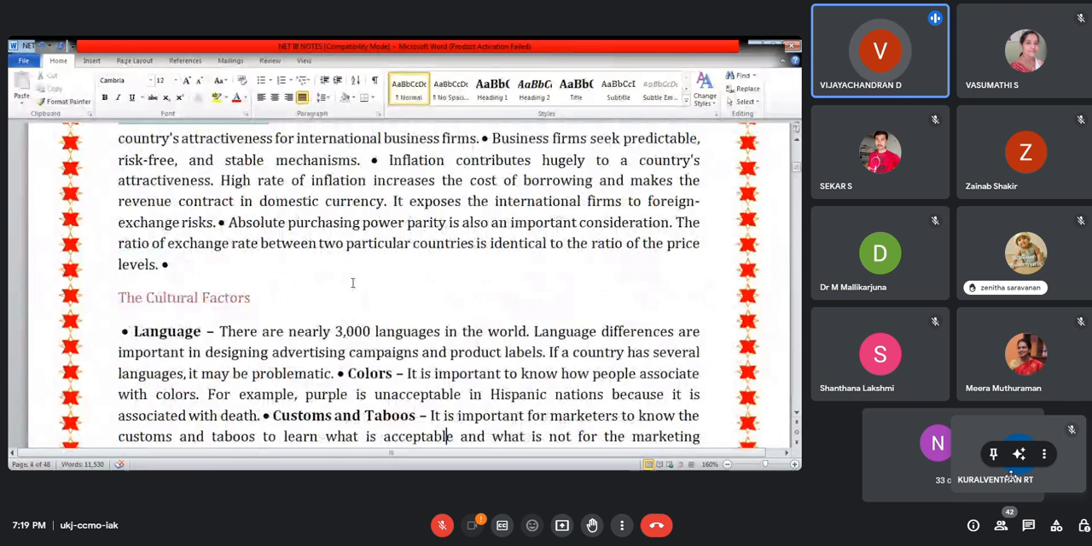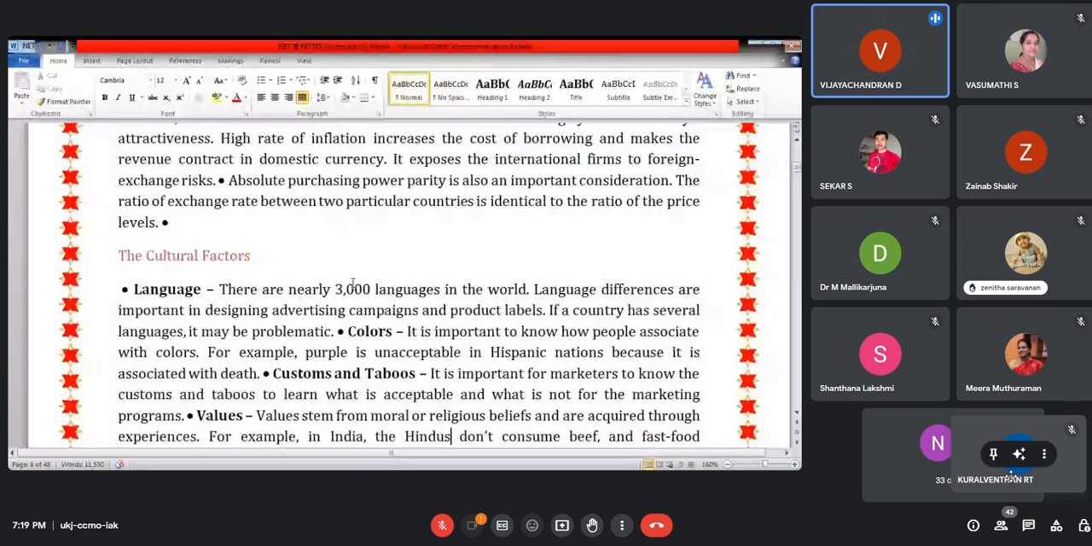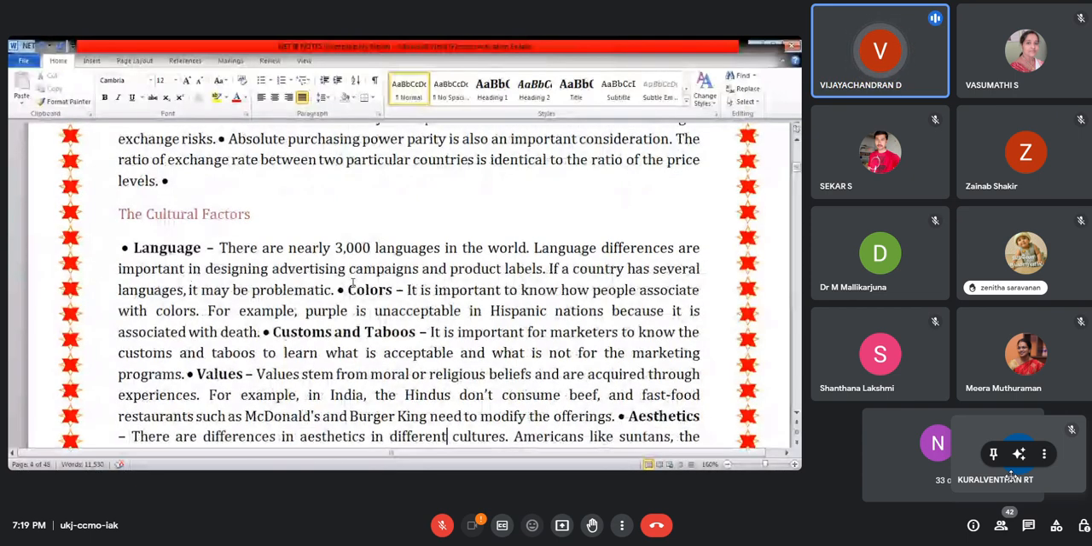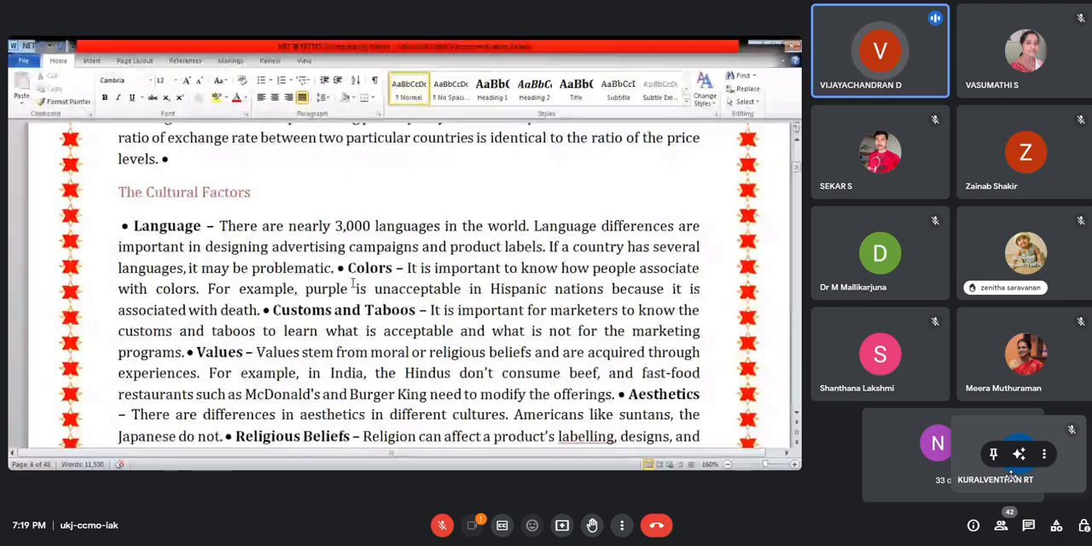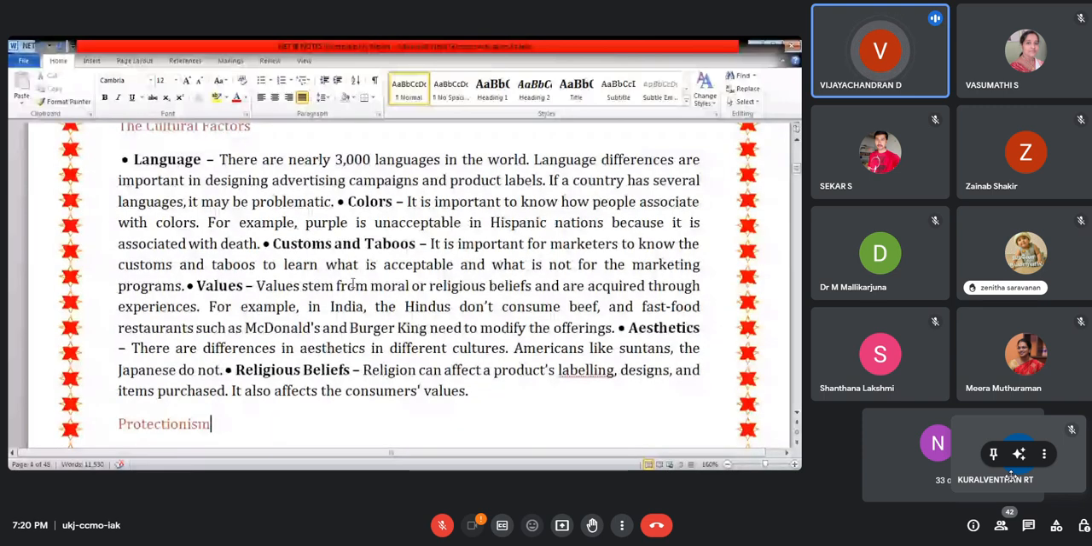And also the cultural factor, the languages. Across the world, there are 3,000 languages. The language differences are important in designing your advertisement. Also the colors. For example, purple is unacceptable to the Hispanic nations. People will be color sensitive. Also the customs. The marketer has to know the customs of the people.